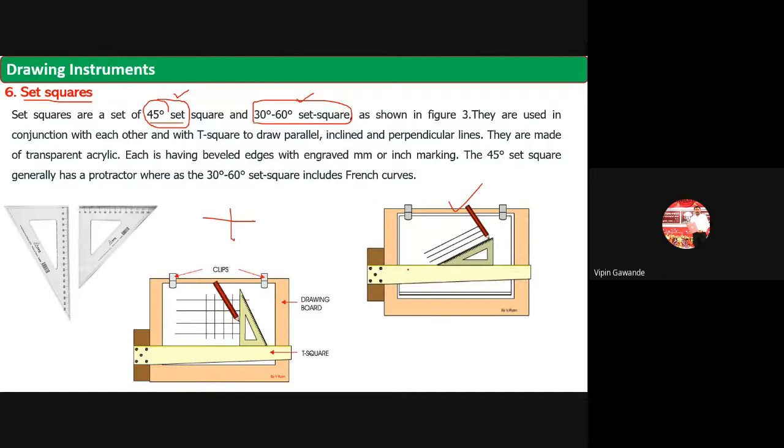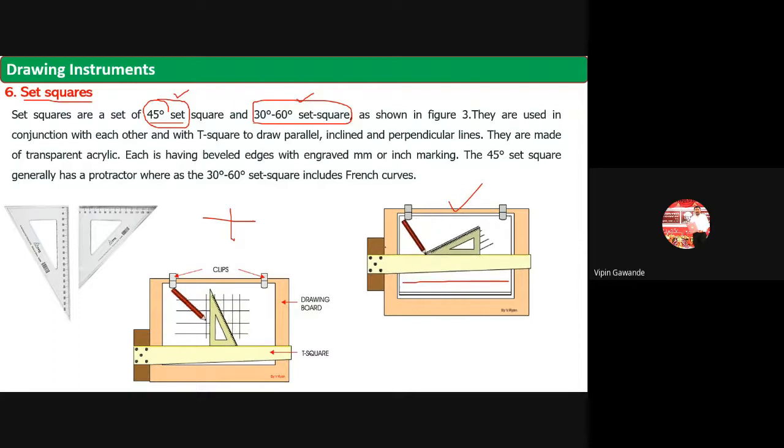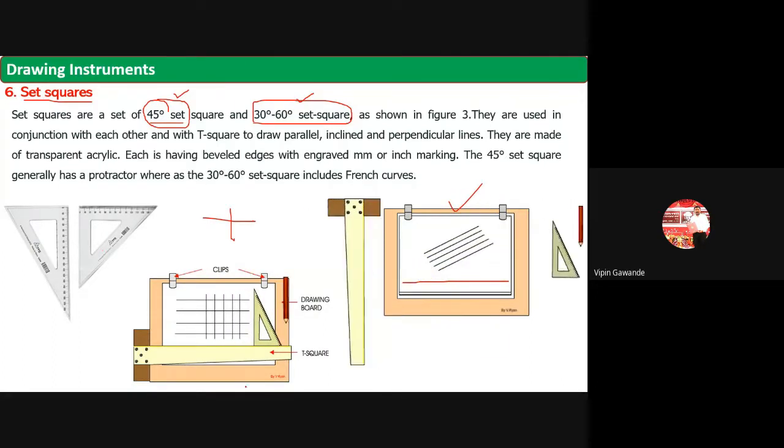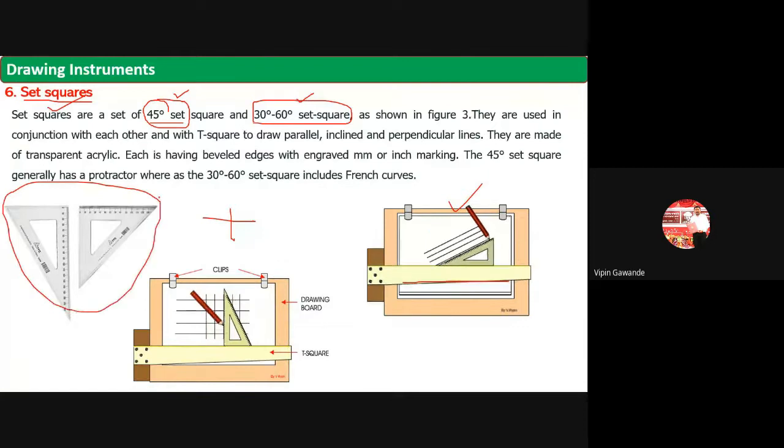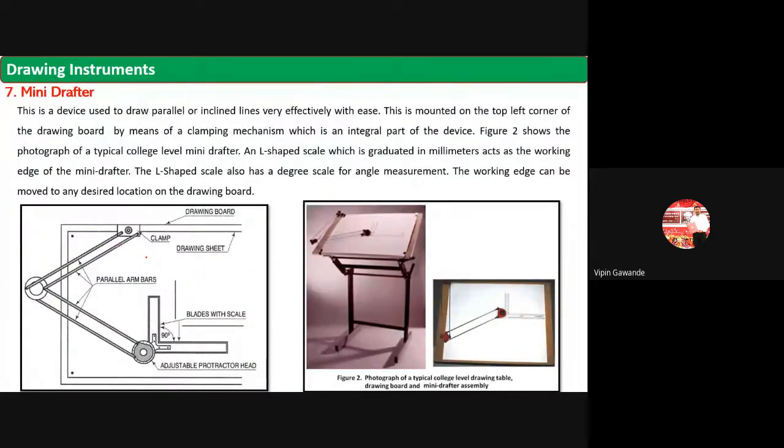Using the T square we can only draw the horizontal lines. Okay, so that you have to remember. And for drawing the inclined lines we have to use the combination of T square and set square. So that you have to remember. This type of question will come on the set square. Sometimes they will give the image of this set square and ask which type of instrument this is, so you have to identify the type of instrument also. So remember the images also.